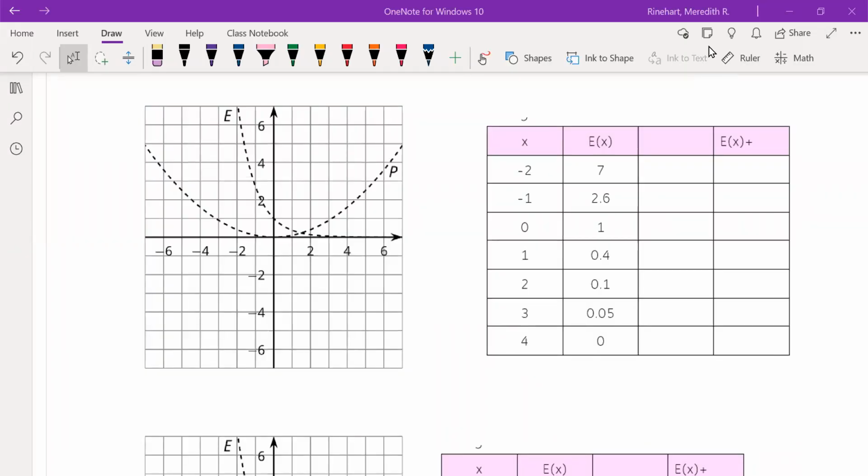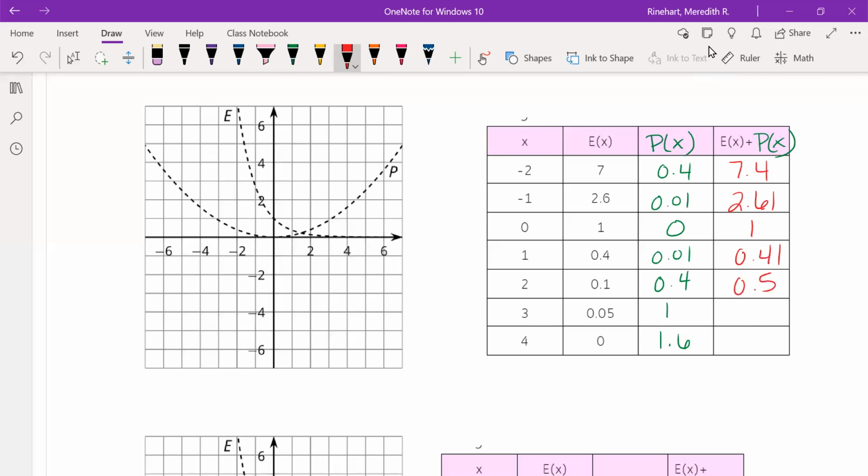These next two are quadratic functions. So now we're doing P of x. P of x at negative 2 is at about 0.4, 0.01 for negative 1, then 0, 0.01, 0.4, 1, and 1.6. So if we add e of x and P of x together, we get our new function. So 7.4, 2.61, 1, 0.41, 0.5, 1.05, and then 1.6.